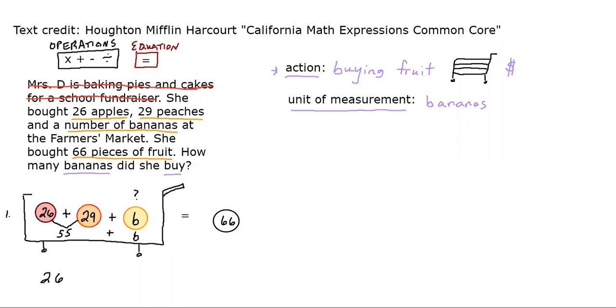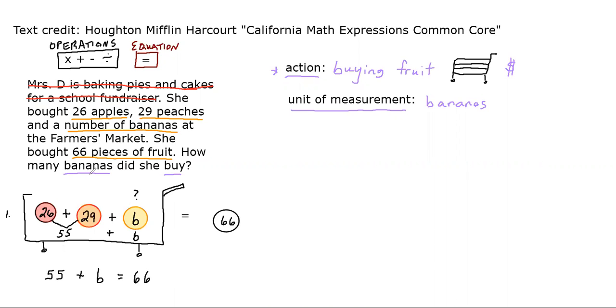Oops. And again, with precision, we are always checking what we're writing, making sure it's accurate, because with word problems, it's really easy to lose track of where we are. So we always take a step back and make sure we're doing everything precisely and slowly. All right, so that's my first step. 55 plus B equals 66, but it's not my final answer. My final answer will tell me how many bananas she bought.